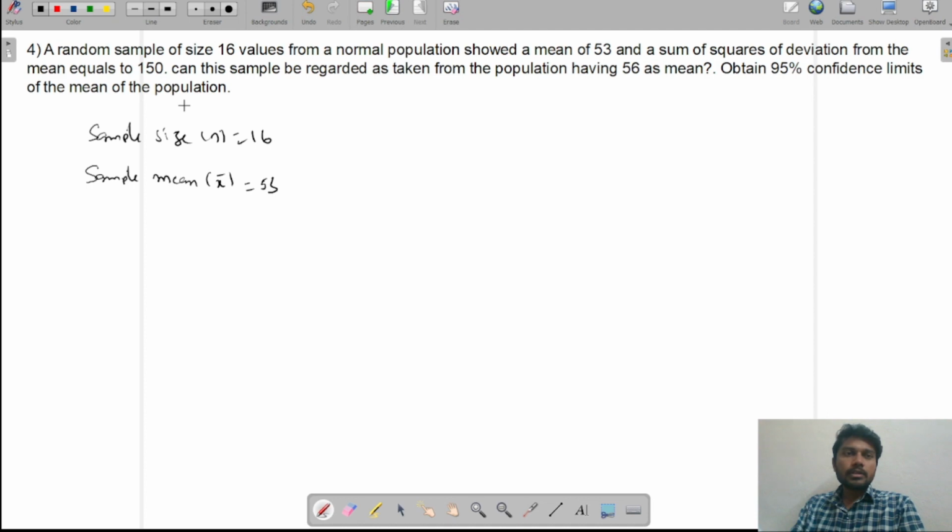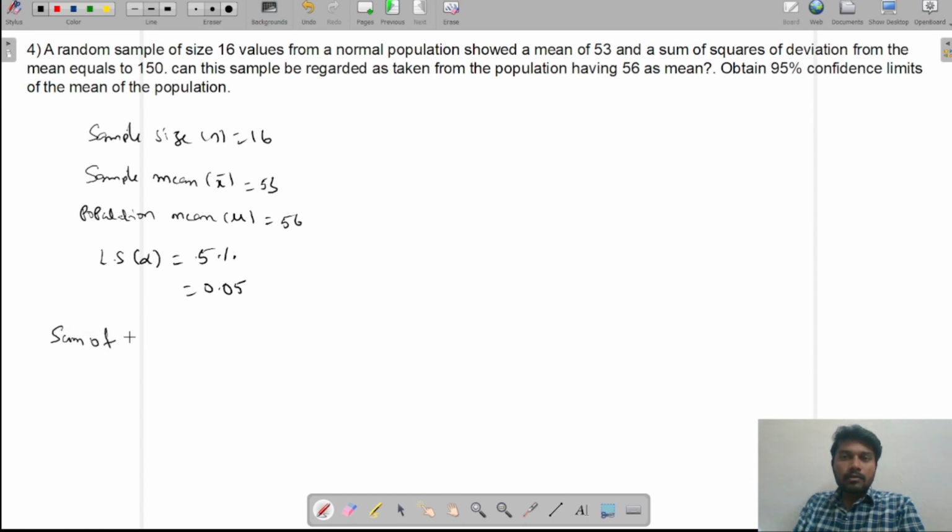Let me see later. So can this sample be regarded as taken from the population having 56 as mean? So the population mean nu equal to 56 is given, and also the level of significance alpha, 95 percentage. So 95 percentage means what is the left value? 5 percentage, so it is nothing but 0.05. Okay, right.